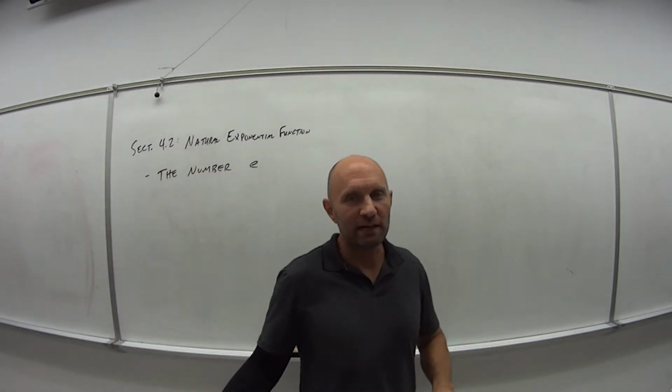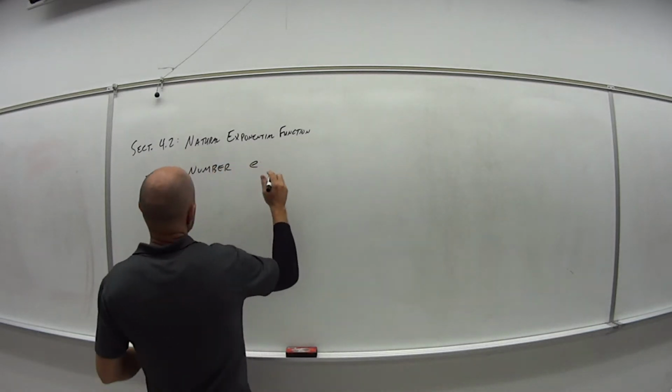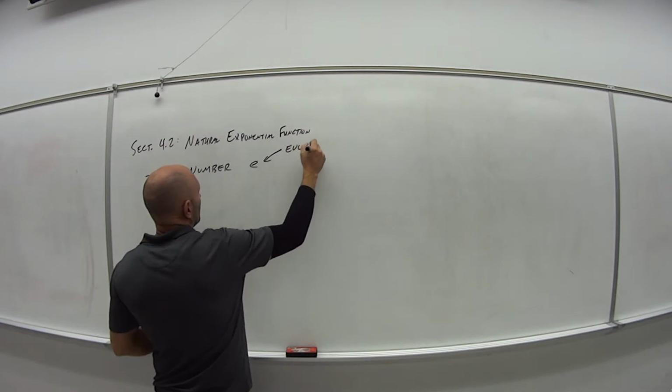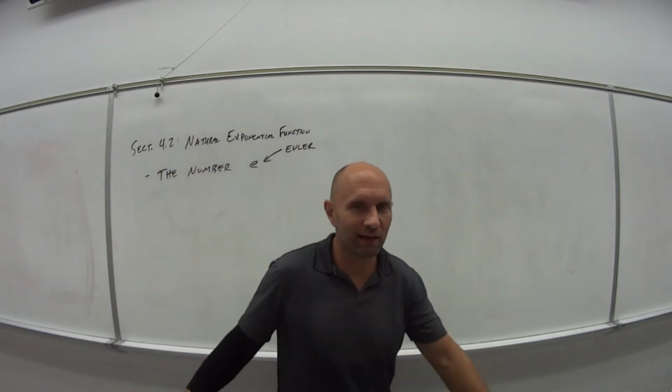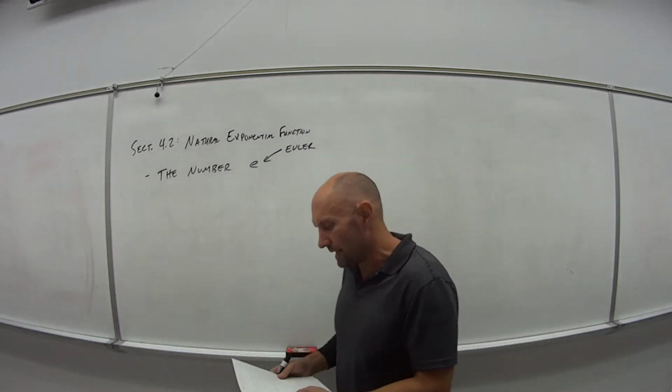Wait, there's no number E. There's a letter E, there's not a number E. Well, this is E because it was named after the guy that discovered it. His name's Euler. I know it doesn't look like how you spell Euler, but again, English and math not getting along with each other. But it's the number E.